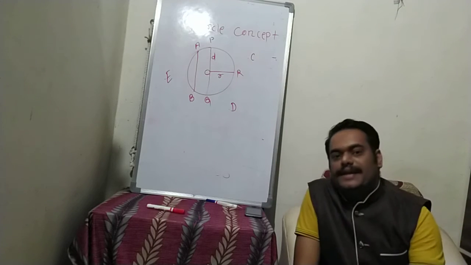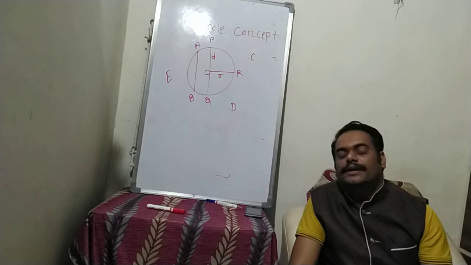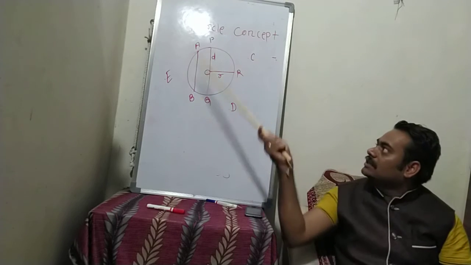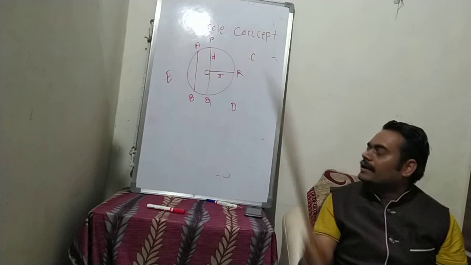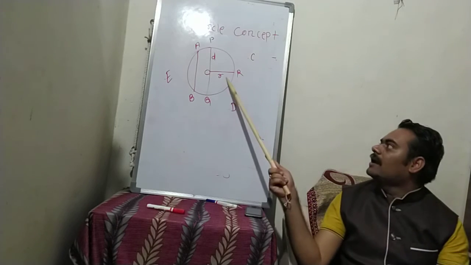OR is a radius, okay. Then OP is also a radius. That means the distance between the center of the circle and any point on the circle, that is A, P, R, Q, B, is nothing but what? Radius. And it is denoted by the small letter r.